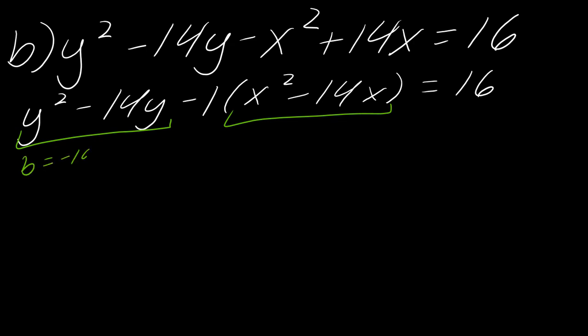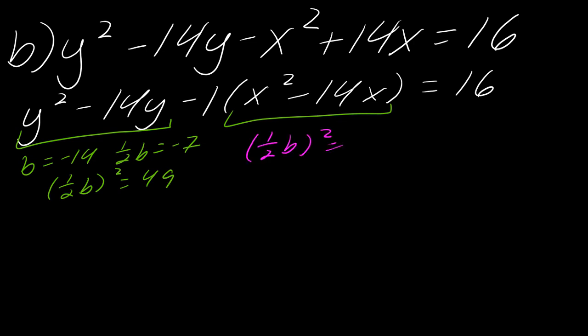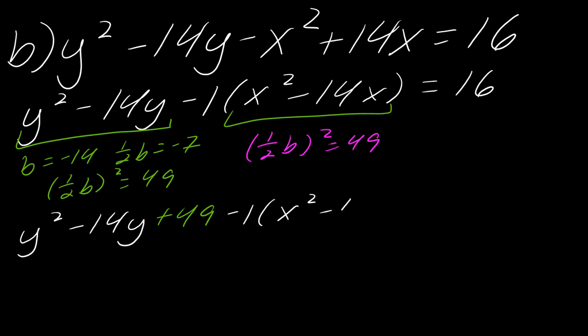So my b is going to equal -14. My half b is going to equal -7. And my half b squared equals 49. I will just write here that my half b squared here will still equal 49 since they both have the same number here, right? Okay, but think about what happens when we bring that in. So this is where this gets important. Y squared minus 14y plus 49. And then I've got this x squared minus 14x plus 49.